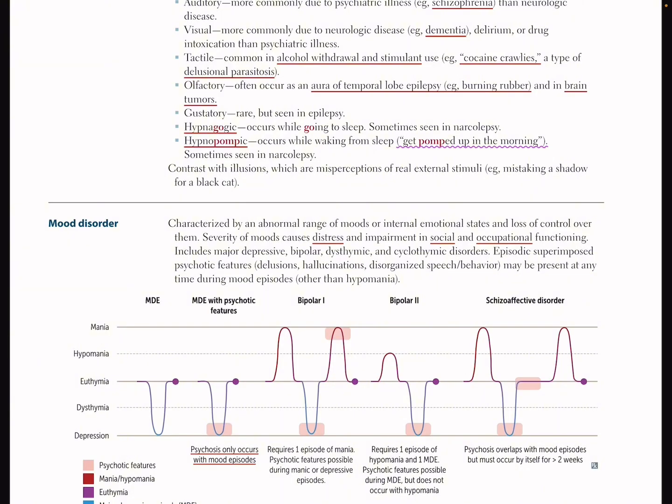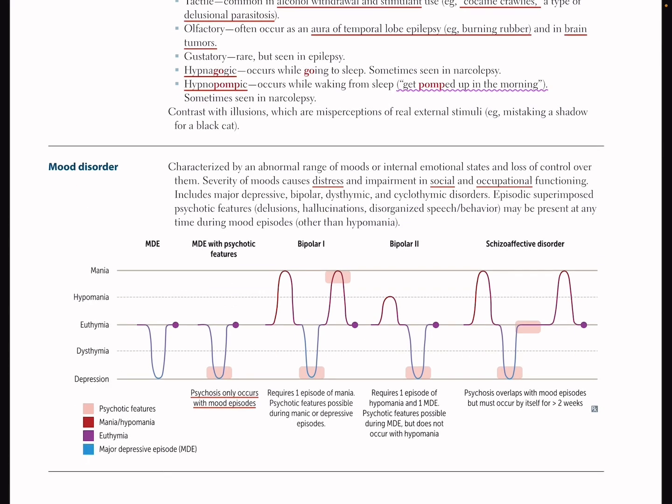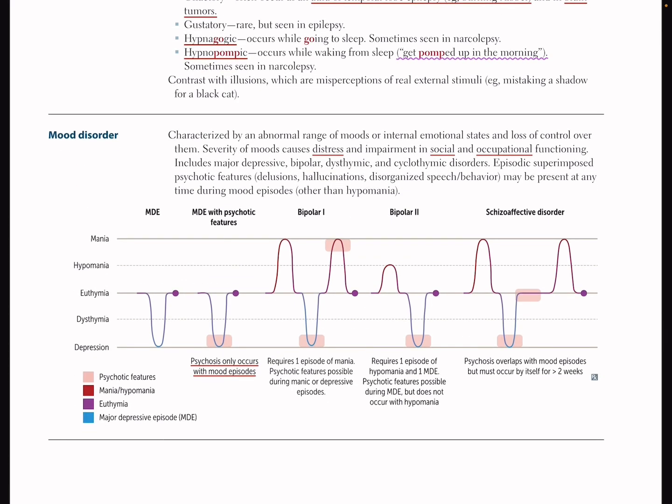Formication is a type of delusion of parasitosis. Olfactory often occurs in temporal lobe epilepsy, like burning rubber, and brain tumors. This is very characteristic. Gustatory is rare but seen in epilepsy. Hypnagogic occurs while going to sleep, sometimes in narcolepsy. Hypnopompic occurs while waking from sleep, sometimes in narcolepsy. Contrast with illusions, which are misperceptions of real external stimuli, like mistaking a shadow for a black cat.